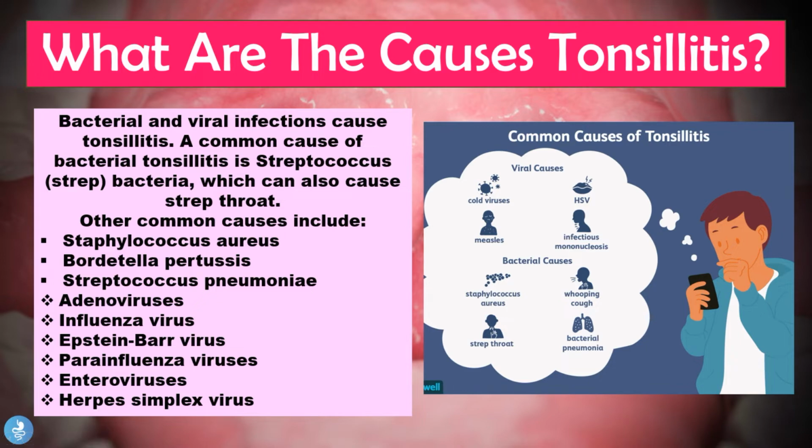We can then have viral causes, which include the adenoviruses, the influenza virus, the Epstein-Barr virus, the parainfluenza viruses, the enteroviruses, as well as the herpes simplex virus. So these are all the causative organisms which can be involved in the development of tonsillitis.